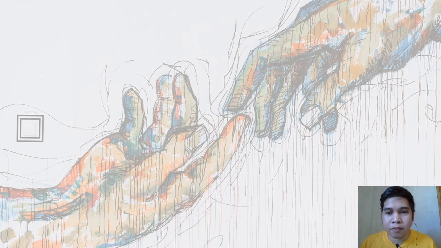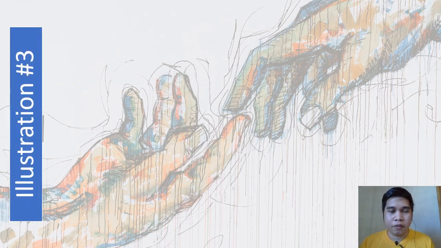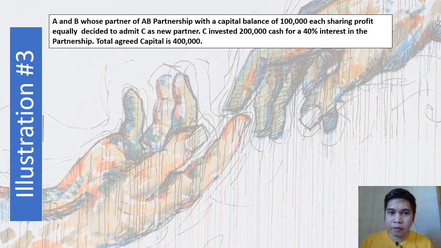Okay, so let's have illustration number 4. So A and B, who's partner of AB partnership with the capital balances of 100,000 each, sharing profit equally decided to admit C as a new partner. So C invested 200,000 pesos for a 40% interest in the partnership. So the total agreed capital is 400,000 pesos.